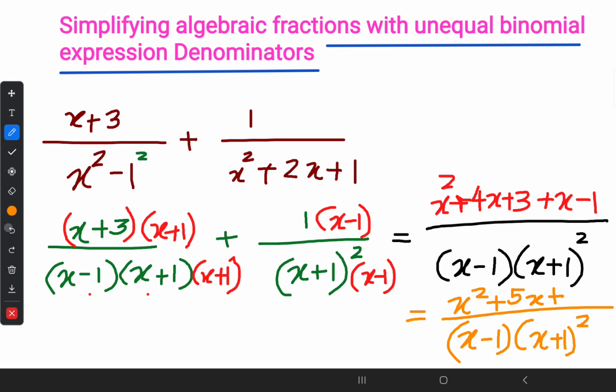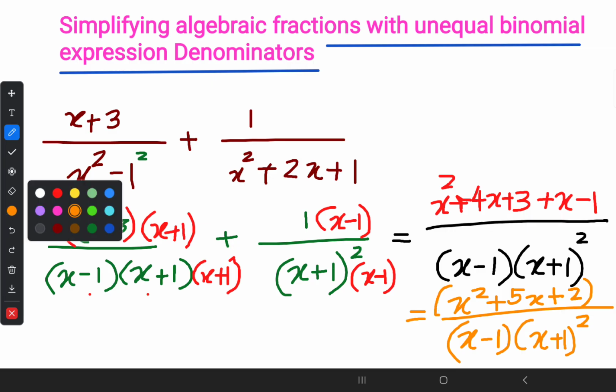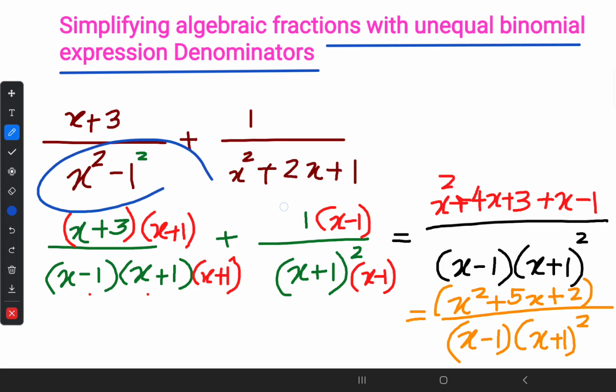I'll repeat the question from the beginning, what we did initially. Since both are having different, unequal binomial expression denominators, you need to factorize them separately. Before factorizing, don't do the LCM stuff. So after factorizing, you can directly write the LCM denominator. By looking at the denominator, you have to determine what is the external factor you need to incorporate with the multiplication for the respective fractions.